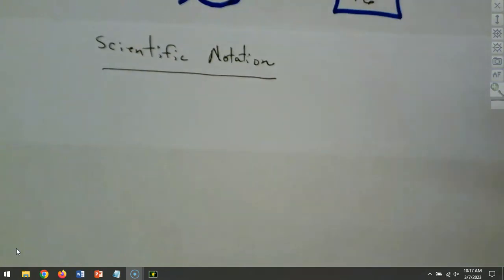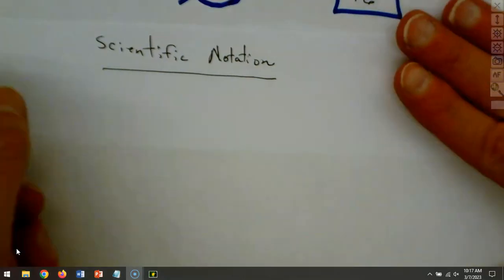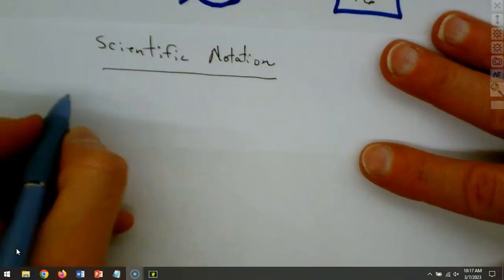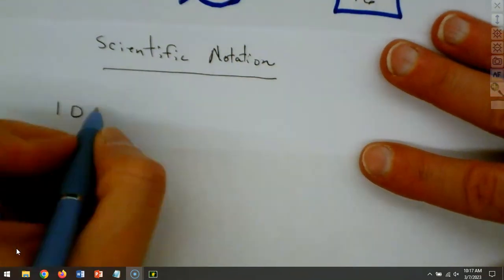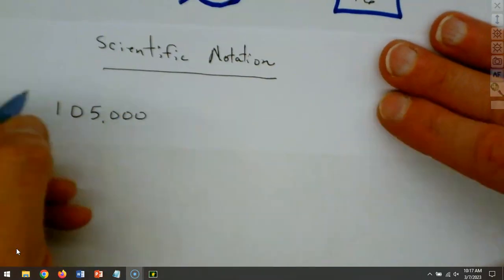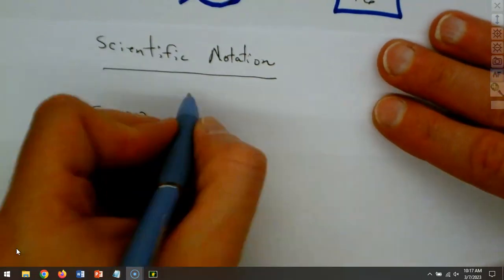So I'm going to show you what standard notation is, and then how to convert this to scientific notation, and then back and forth. So let's say I give you the number 105,000. And I want you to convert this to scientific notation.